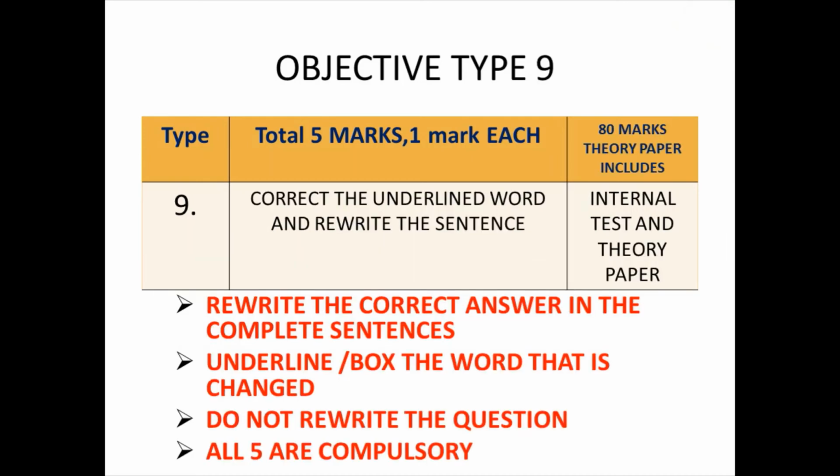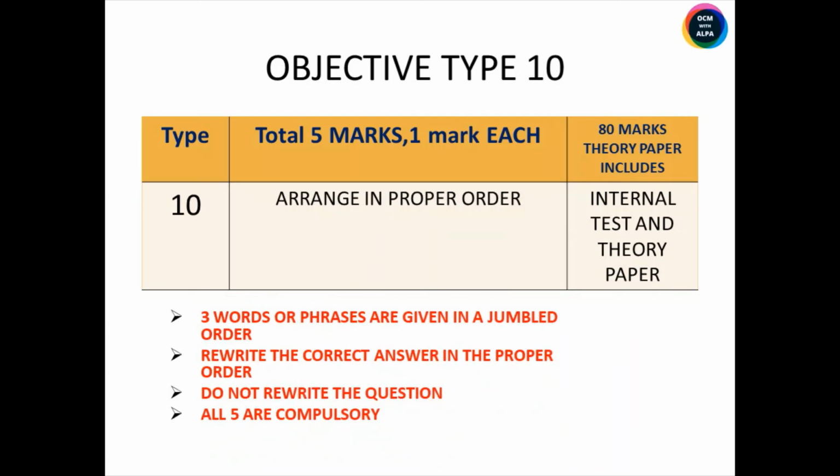Objective number 9 again is also demarcated for the internal test paper, and hence you have the question called correct the underlined word and rewrite. The instructions are clear. The sentence has to be rewritten. Whichever word you are changing, please highlight it. Either you underline it or box it. It could be in the same pen that you're using, does not matter, but please highlight it. Also, it is not required that you write the wrong question all over again. Do not do that. It will be confusing for the examiner. Just rewrite the correct answer, and that's it. That's about type number 9.